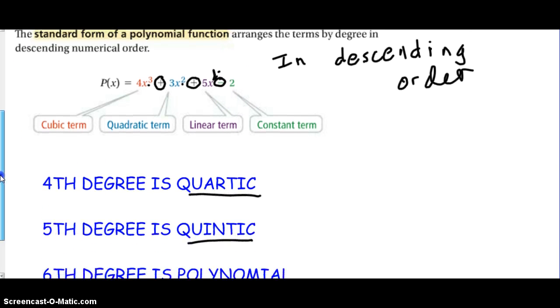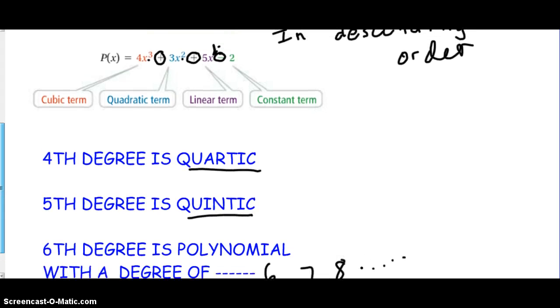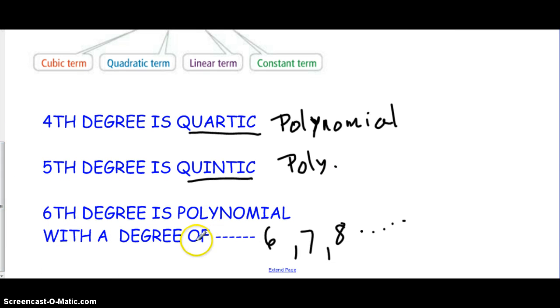When we're describing these polynomials, we could say that this is a cubic polynomial because it has a cubic as its greatest term. If it has a 4th degree term, then it's a quartic polynomial. That should be a y. Same thing with 5th degree, it's a quintic polynomial. And if it's 6th degree or higher, we're just going to say that it's the polynomial with the degree of 6, polynomial with the degree of 7, polynomial with the degree of 8.